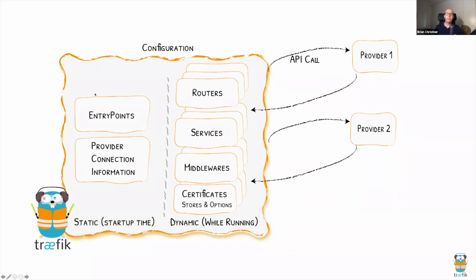Now we're looking at, okay, we still have entry points, our providers and connection information, and this is all static. So this means we can only change this at startup time of Traefik. Now dynamic, this is everything on this side. You can see it's routers, for example, services, middlewares, and certificates. It's slightly different terminology.